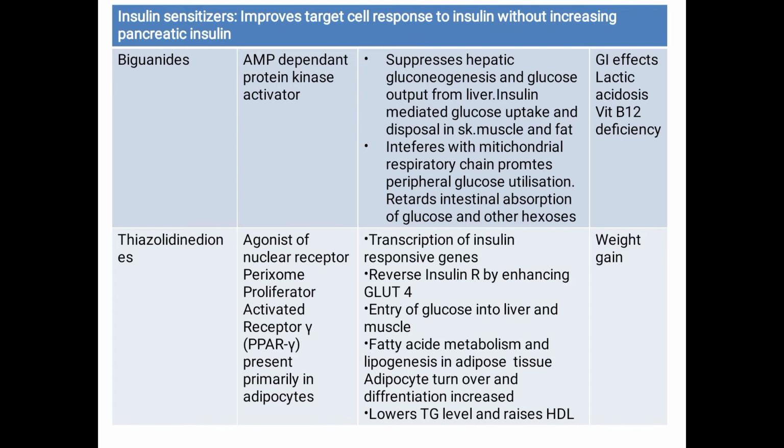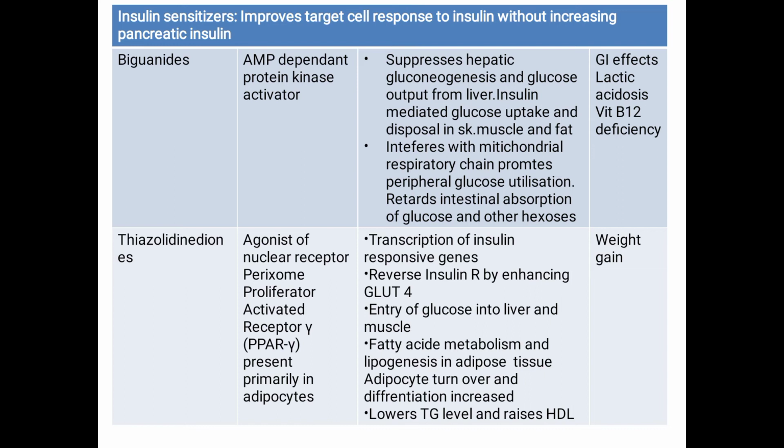So we have studied two things. One is biguanide, which is an AMPK activator. The other one is thiazolidinedione, which is a PPAR gamma agonist. Okay, so for biguanide, you have to write all the points related to a sensitizer, like it is going to put the glucose in the skeletal muscle and the fat, and it will promote peripheral glucose utilization.